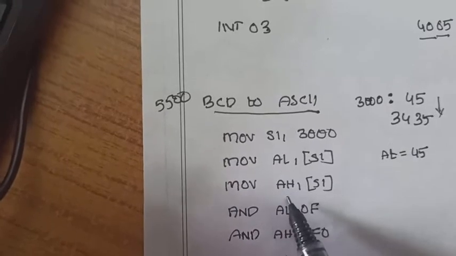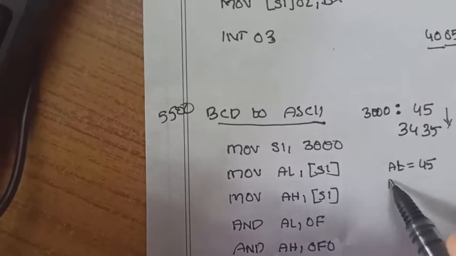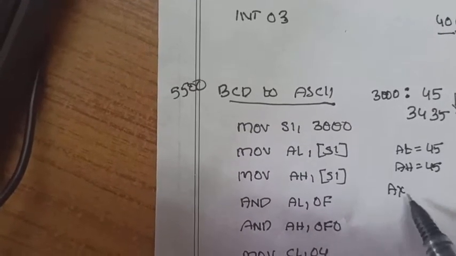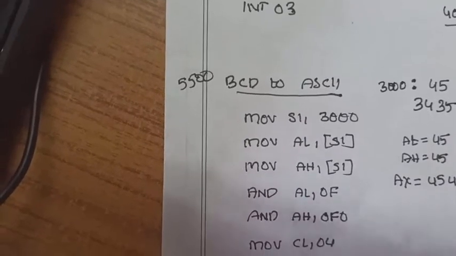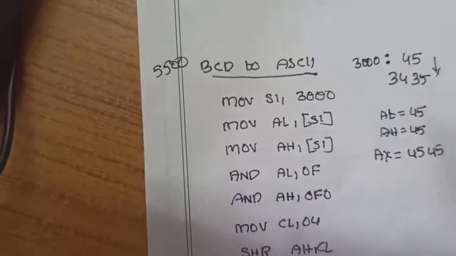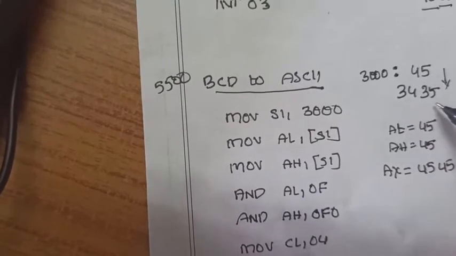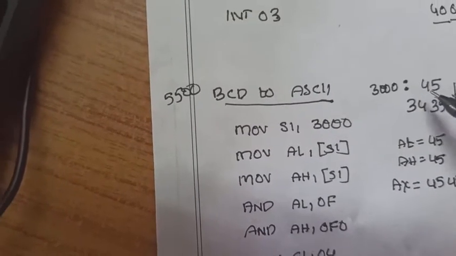Similarly, after that I have taken AH comma brackets of SI. Again AH equals 45, nothing but AX equals 4545 is the data I am having right now. Means we are converting this into an alternate fashion to get 3435 in the second digit and fourth digit. We need to open this up.